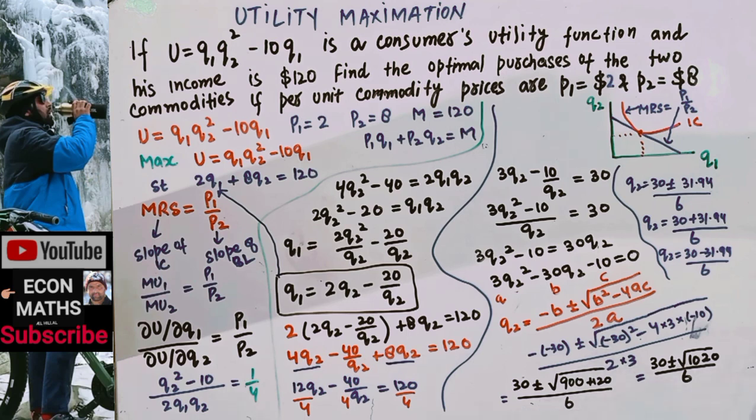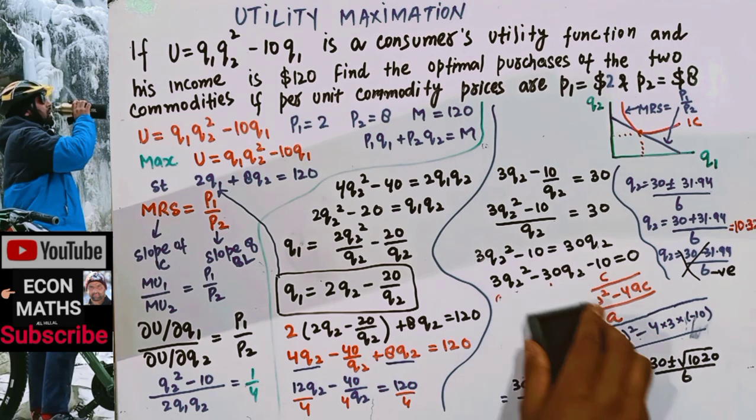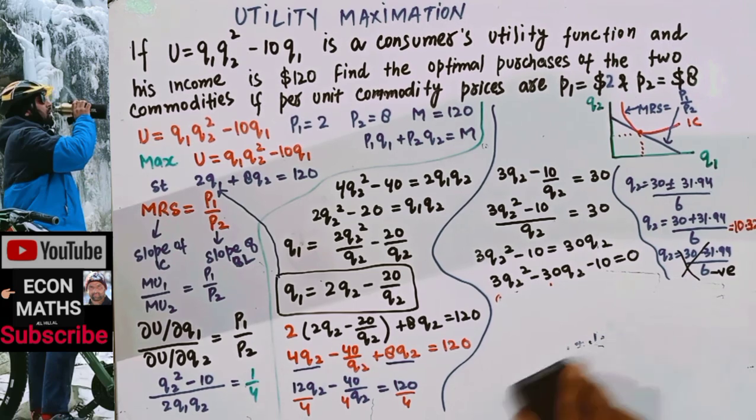Which one do we want to take? We know the consumer can only consume a positive amount of a quantity. Here you can see 30 minus 31.94 will come out to be a negative number. The value of q2 will come out to be negative, so we can rule out this value. Here when we add up 30 with 31.94 and divide by 6, it comes out to be 10.32. Okay, so let me rub this out. I don't have the luxury of infinite space and obviously time.